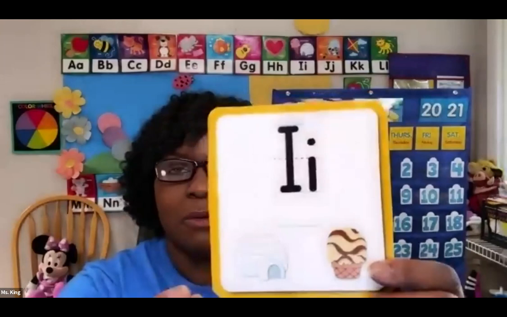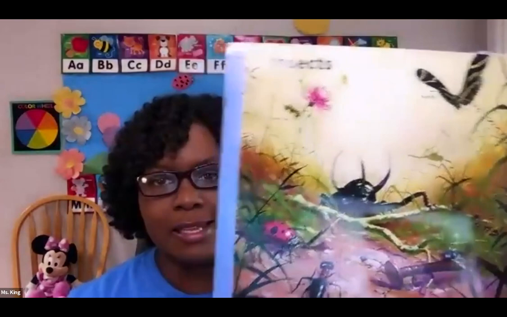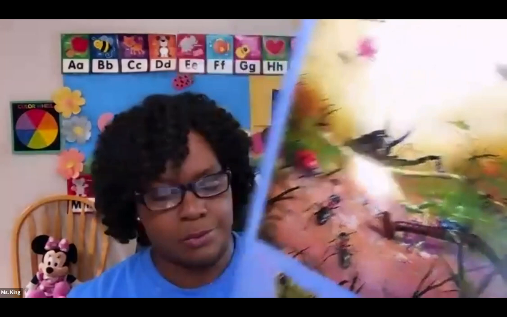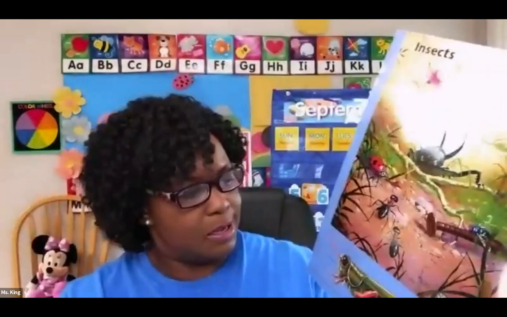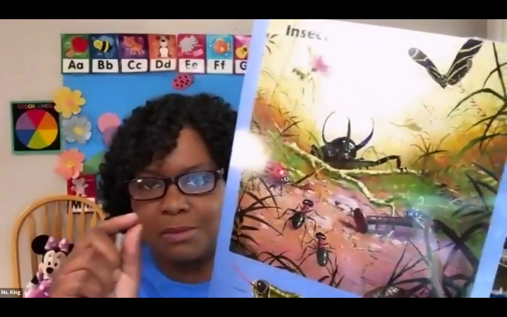And we found out that I was also for, with this little I sound, insects. And this is a picture of some insects. Ooh, this is a grasshopper. You see the grasshoppers in the grass? Jump. They love the grass, the grasshoppers. Then you have ants. You see those little brown ants in your backyard, sometimes in the front. And they be busy, going into the ant hole.